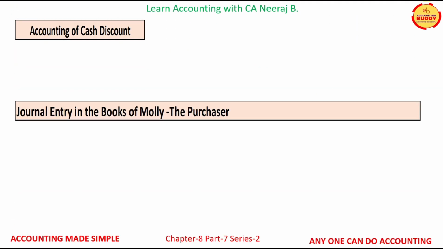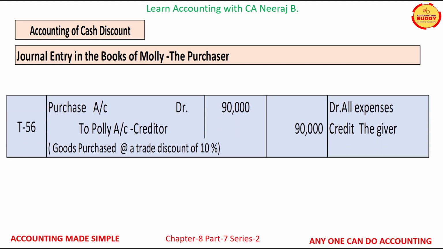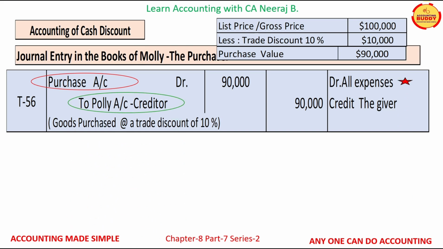Let us learn the accounting entry of cash discount in the books of Molly the purchaser. The entry will be recorded as appearing on your screen. Purchase account will be debited as purchase is an expense and as per expense rule debit all expenses and losses. While Polly's account is a personal account and as per rule of personal account credit the giver. Therefore, this transaction will be recorded for $90,000. No entry for trade discount of $10,000 will be recorded. Let us now learn how cash discount is accounted in the books of the purchaser.